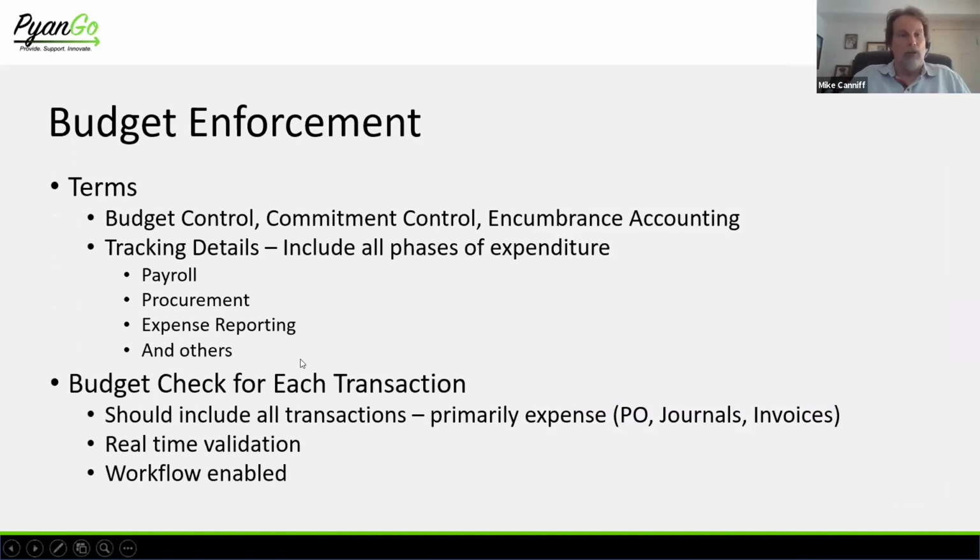So this is a little bit of terminology here. Budget enforcement is sometimes called budgetary control, commitment control, or encumbrance accounting. So, all same terms, or different terms for the same thing. In the nonprofit world, that's where encumbrance accounting tends to be the most commonly used term. Public agencies and nonprofits will use that term, encumbrances or encumbrance accounting. For-profits, if you're doing this, will use maybe the term commitments and commitment controls.